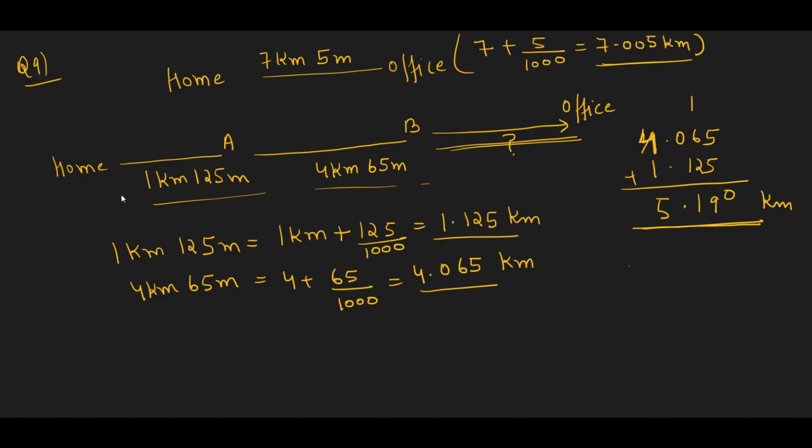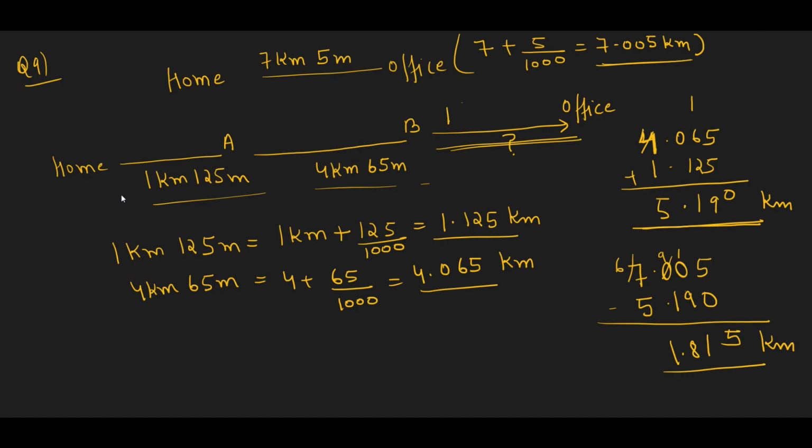So we will subtract now. 7.005 minus 5.190. Now this 7 will be 6, this will be 9, this will be 10. So 10 minus 1 is 9, 10 minus 9 is 1, 9 minus 1 is 8, 6 minus 5 is 1. So 1.815 kilometers is the distance from B metro station to office. This is the distance he walks from metro station B to the office.